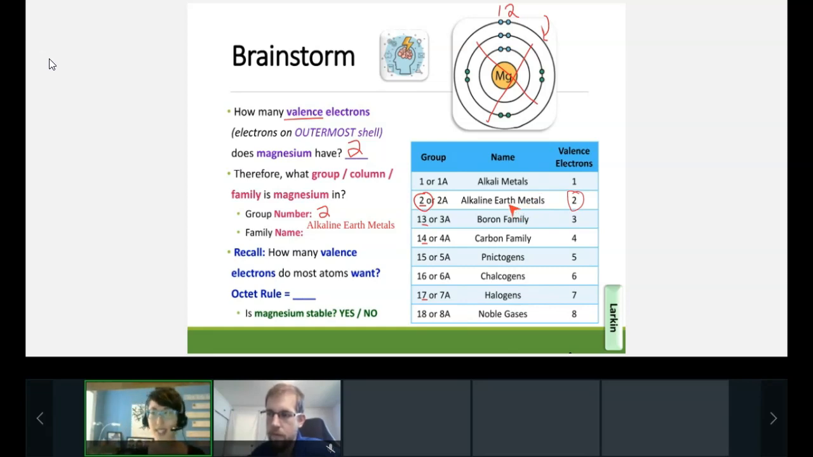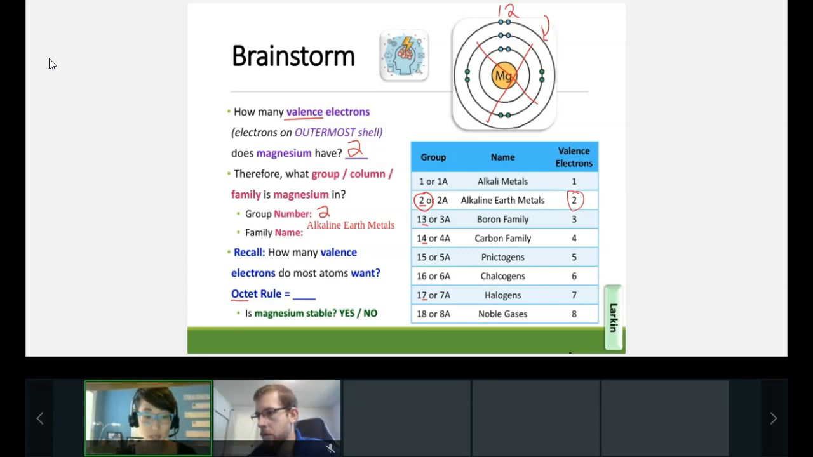Now, remember, based on the octet rule, how many valence electrons do most atoms actually want? Think about that prefix oct, like octagon. How many sides does an octagon have? Or an octopus, how many legs does an octopus have? The octet rule means that most atoms want how many?